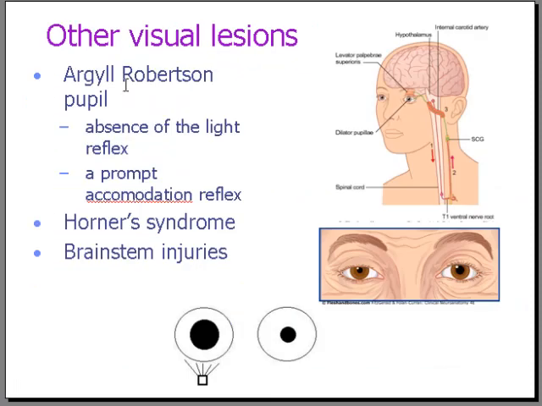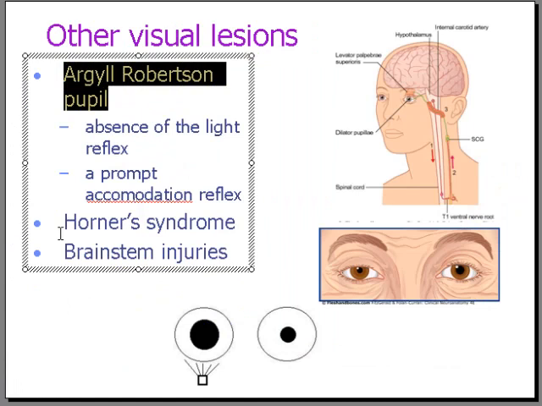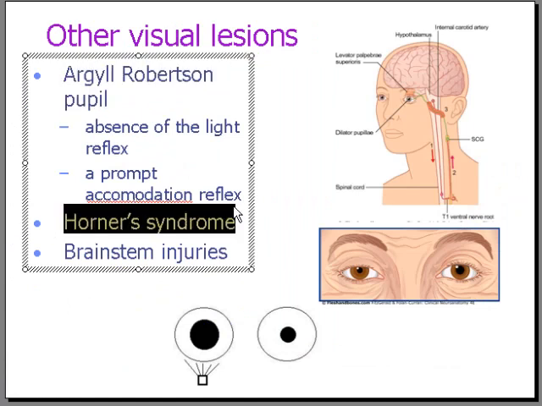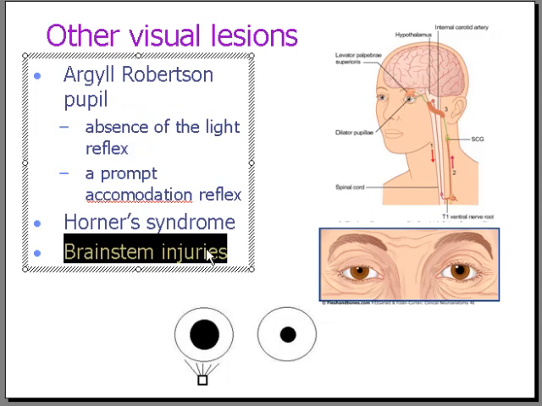And then, of course, these lesions, like I said, the Argyll-Robertson pupil, you must know the Horner syndrome, and then the brainstem injuries. So again, extremely important to know these little things. If you go through your PowerPoint and look at these, with your notes alongside, it'll really help you.